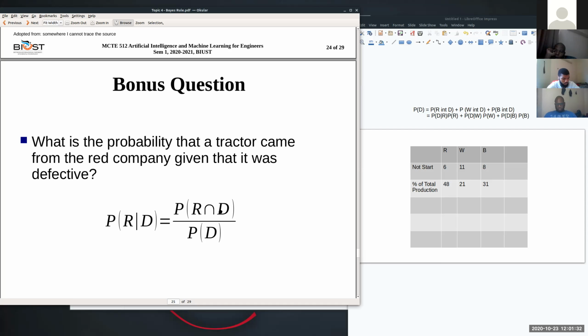One way of computing this is what? Probability of being defective. Okay. There are many ways of computing that. Okay. Where is this?